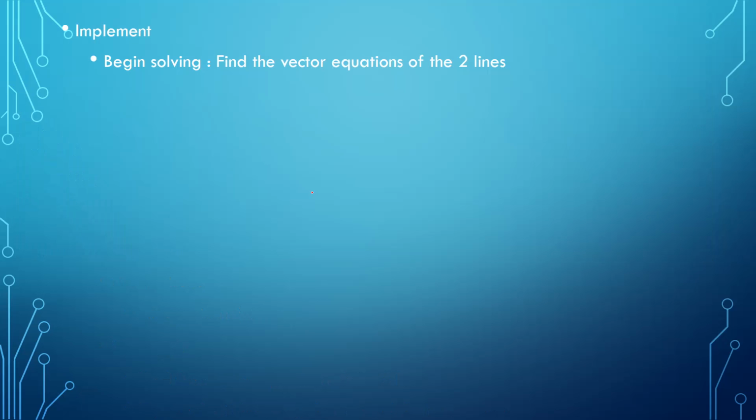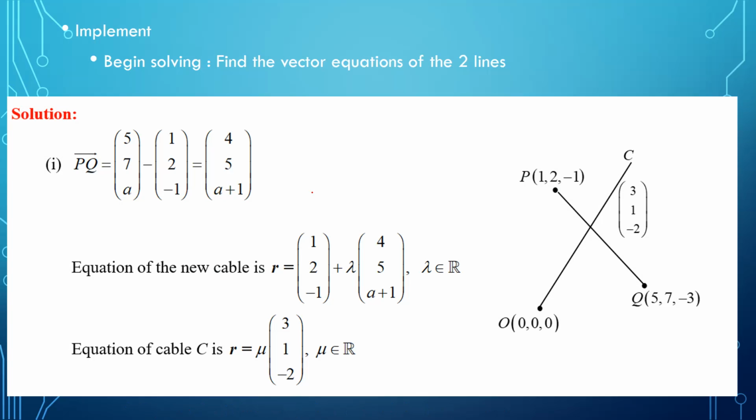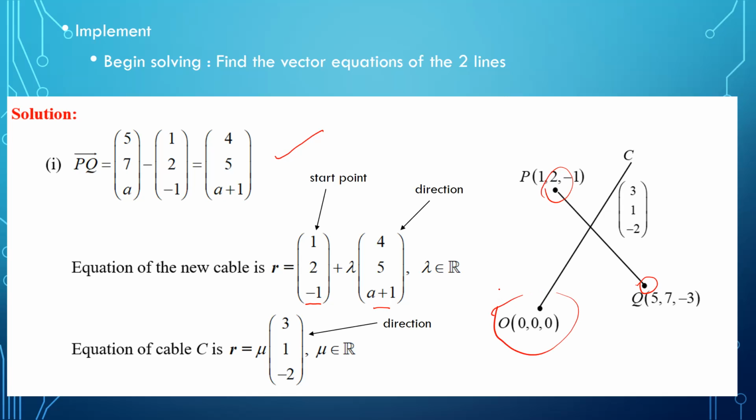Next step, implement. Find the vector equation of the two lines. So you have identified your P and Q. A sketch will actually help you a bit. You identify your P and Q. This is the direction of the new cable. It starts from either point P or point Q. So one start point, one direction. Cable C starts from the origin, which is the main switching point, and it's in the direction of 3, 1, minus 2. So what you have here is you have actually generated the equation of your two cables already.